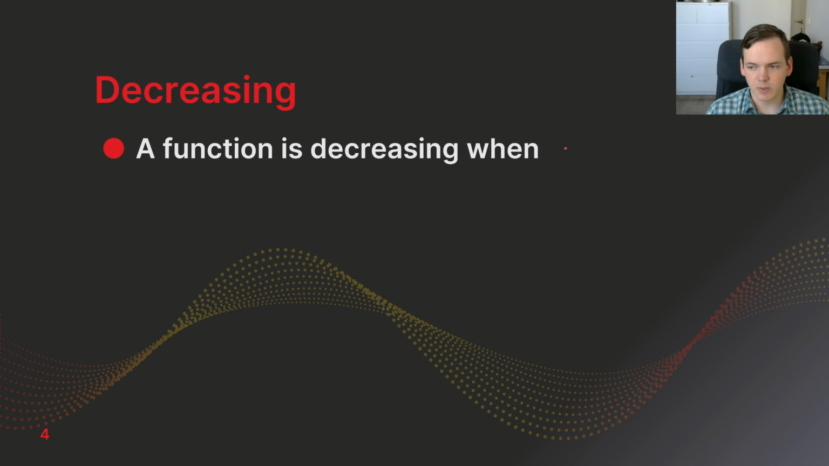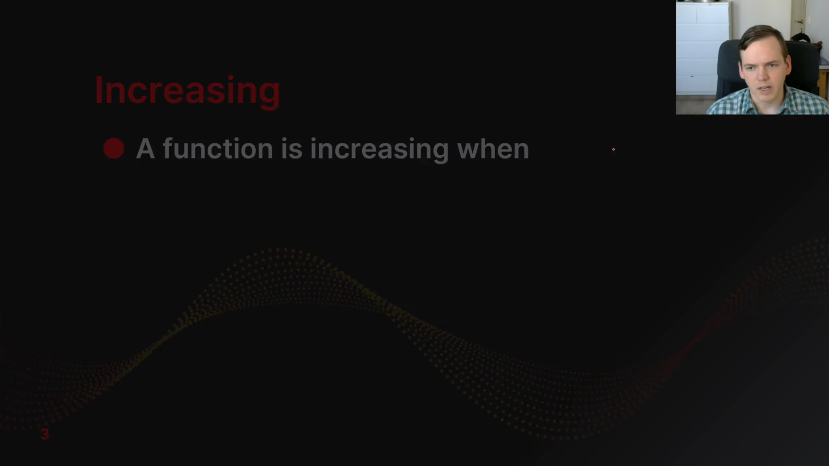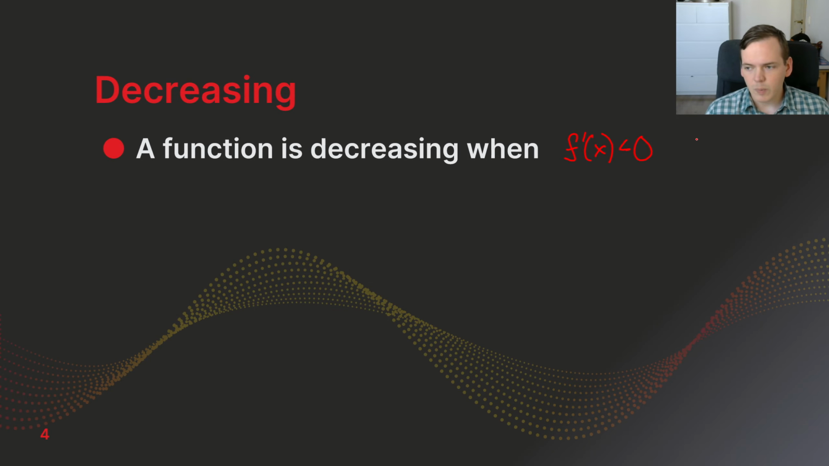Conversely, a function is decreasing when the first derivative, or the rate of change of the function, is less than 0. That is written completely wrong. Let me fix that. When the output is less than, let me double check on the previous one. Yeah, okay. In other words, the value of the function gets smaller as x gets bigger.